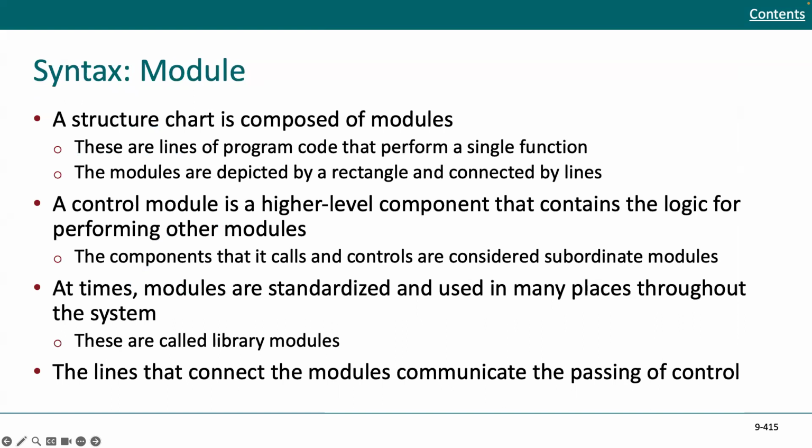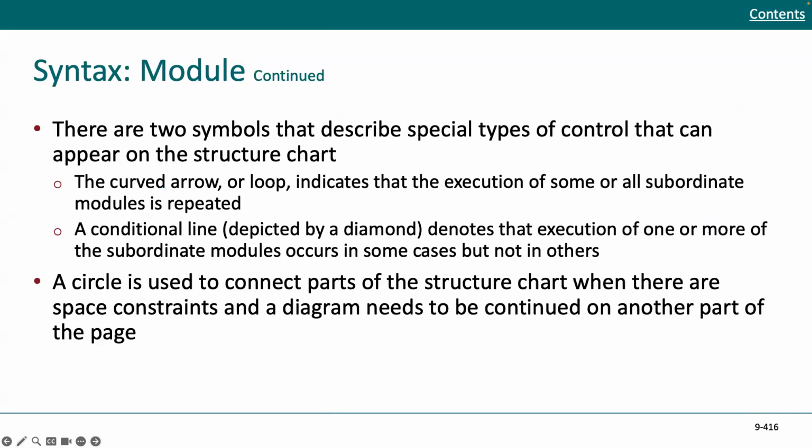In terms of the syntax, for the module, a structure chart is composed of modules. These are lines of program code that perform a single function. The modules are depicted by rectangles and connected by lines. The control module is a higher level component that contains the logic for performing other modules. The components that it calls and controls are considered subordinate modules. At times, modules are standardized and used in many places throughout the system. So these are called library modules. We saw that in the table.